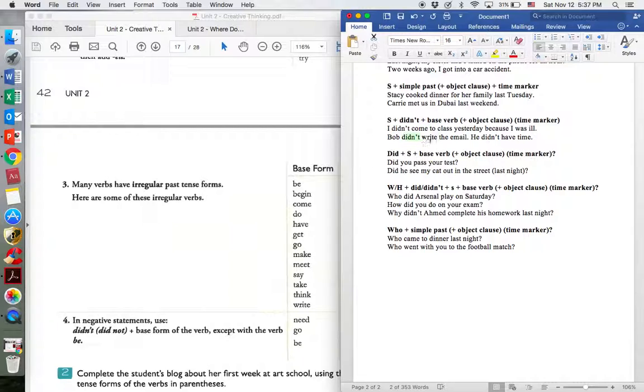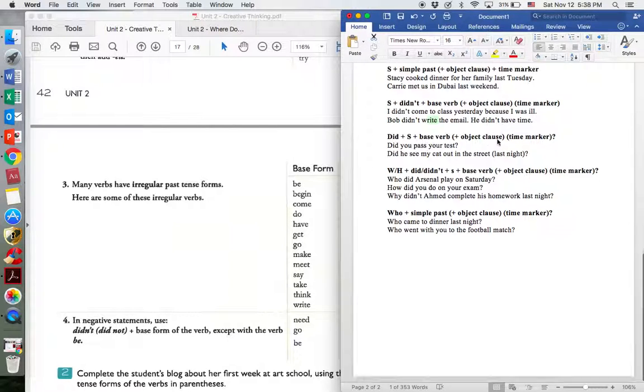Bob didn't write an email. Keep the base verb, make this the past tense negative. So the do verb is both past tense and negative, and you just keep the base verb for the action verb. He didn't have time.